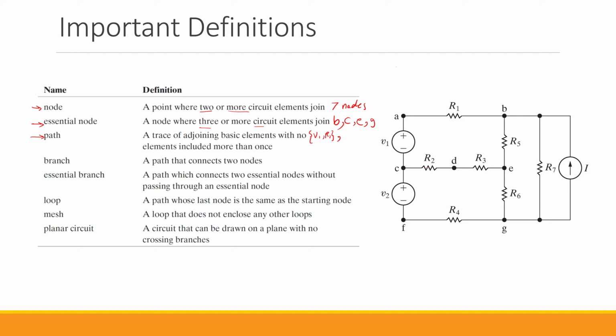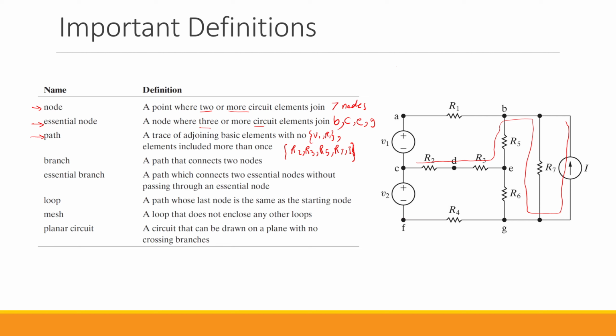What about R2, R3, R5, R7 and I? That's a valid path. So we have R2, R3, R5, R7 and I. If I want to draw it, it would be something like this. Even though this might not be a very useful path, it is a path nonetheless.